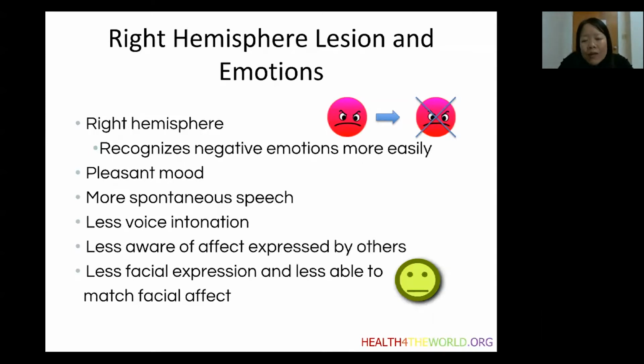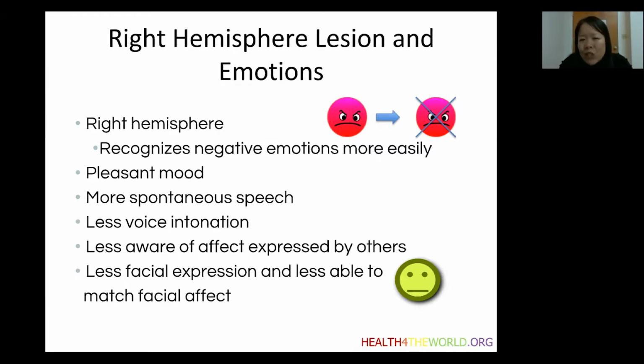Let's move on now and switch gears. We're going to be talking about emotions right now. When we think about the right hemisphere, it's the part of the brain that helps us to recognize negative emotions more easily. So when there is a stroke in the right hemisphere, patients may have difficulty recognizing when you might be angry at them or when another person might be scared or fearful. So that's something important to keep in mind.